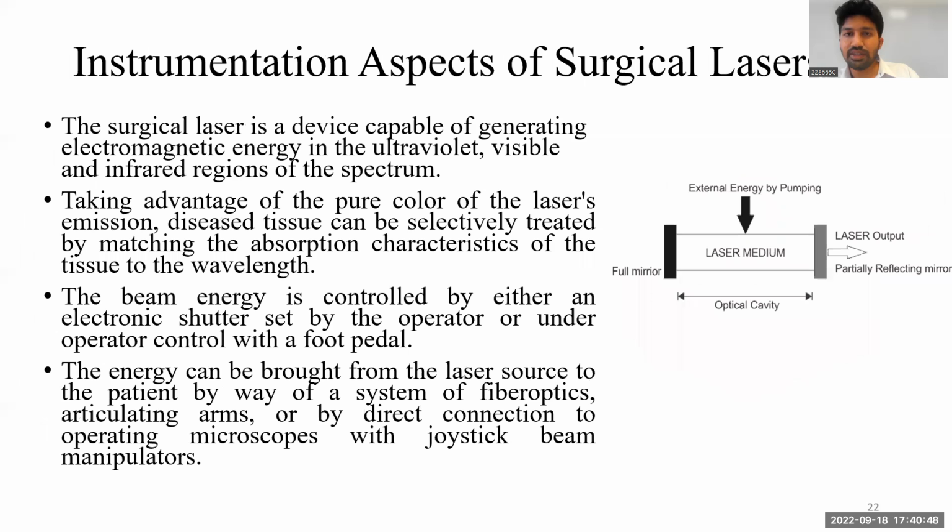Here we have the instrumentation aspect of the surgical laser. The surgical laser is a device capable of generating electromagnetic energy in the ultraviolet, visible, and infrared regions of the spectrum. Based on the type of tissue that we're trying to target, we can use the required laser and the required wavelength. The beam energy is controlled by either an electronic shutter or set by the operator, or by operator control with a foot pedal.